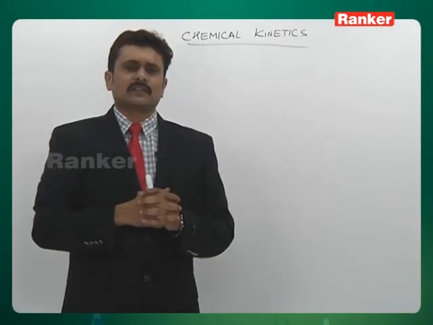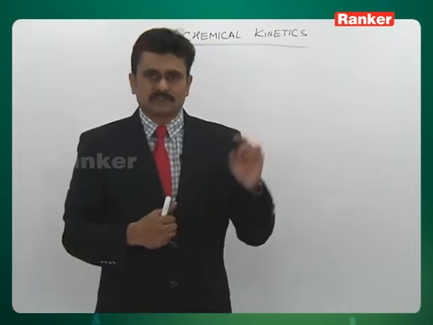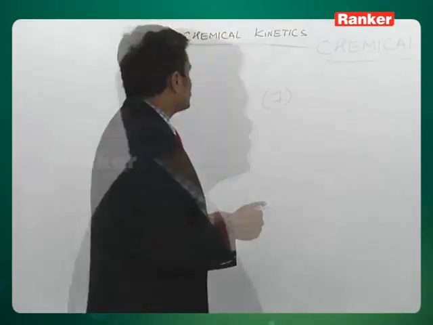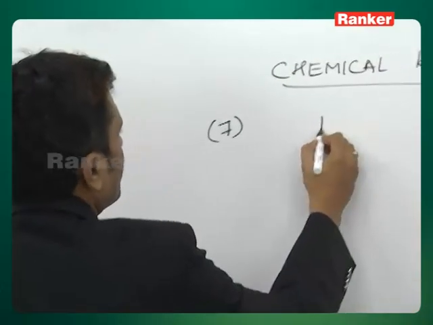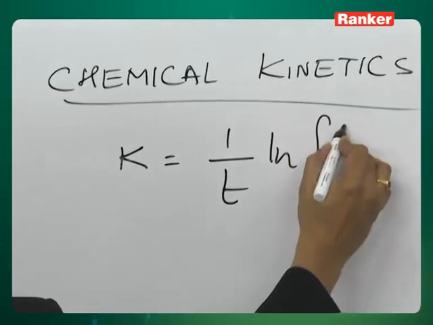We have a first order reaction with K equal to 1.5 into 10 to the power minus 6 second inverse at 200 degrees Celsius. If the reaction is allowed to run for 10 hours, what percentage of the initial concentration would have changed into the product? And you have also been asked to find the half-life of the reaction. Now since it's a first order reaction, you have the equation where you will be calculating the value of K by using the integrated rate law.